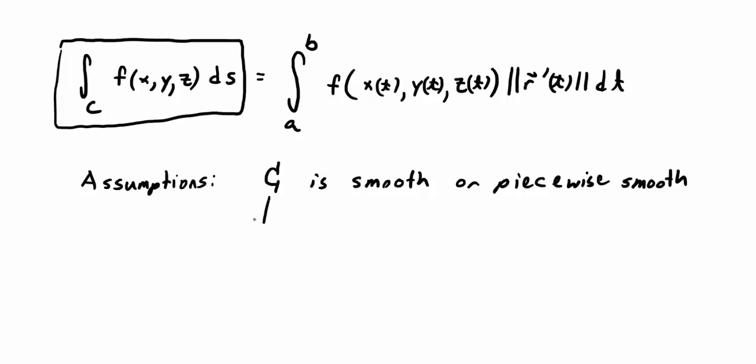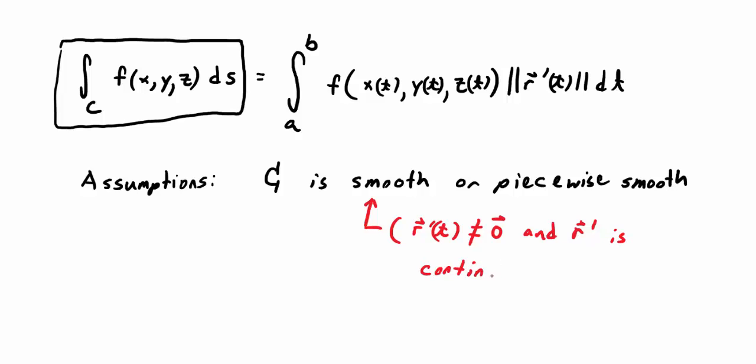And remember what it means to be smooth, which you may not because it's been a while. That means that r prime of t, if r of t represents c, does not equal the zero vector, which means you can't have all three components equaling 0. One or two of them can equal 0, but not all three. And of course, r is continuous, and r prime is continuous. Basically, that ensures that you've got a very well-behaved function.